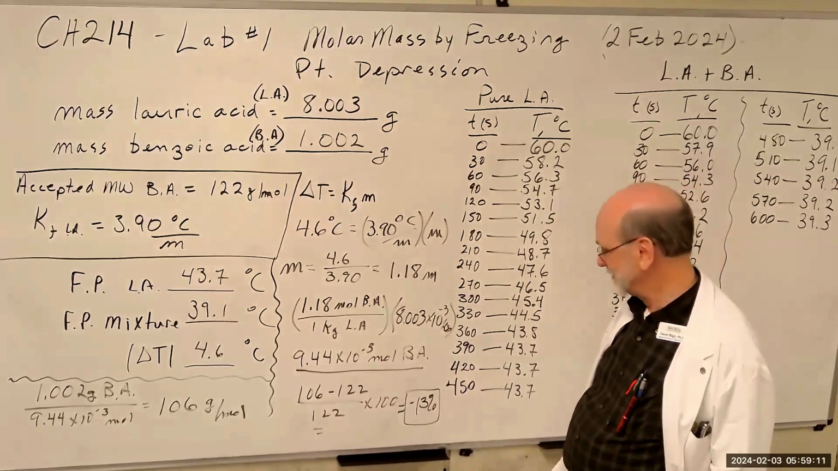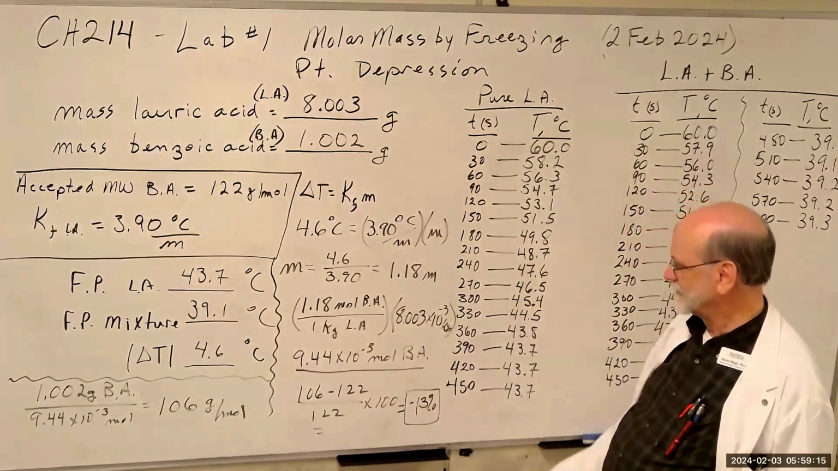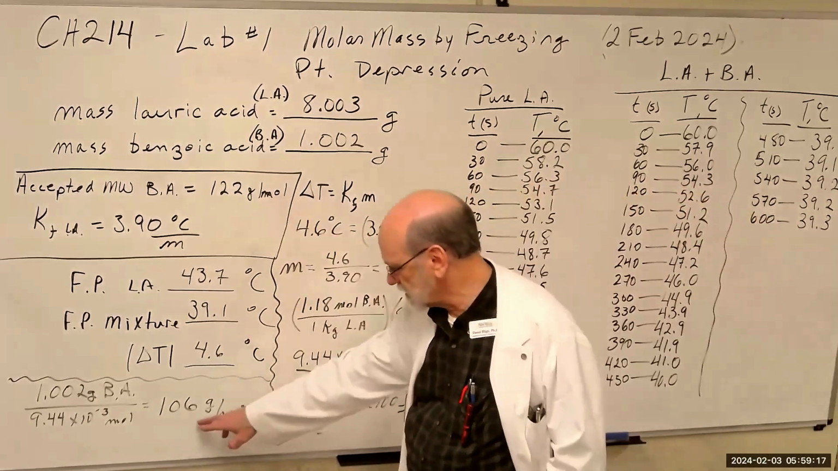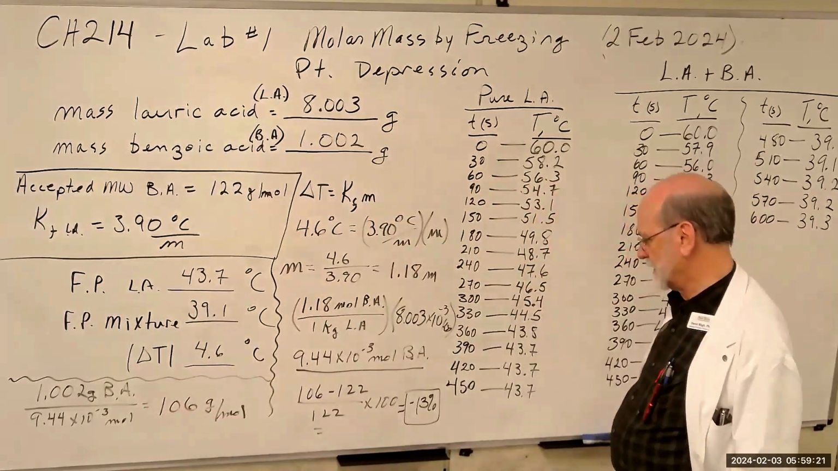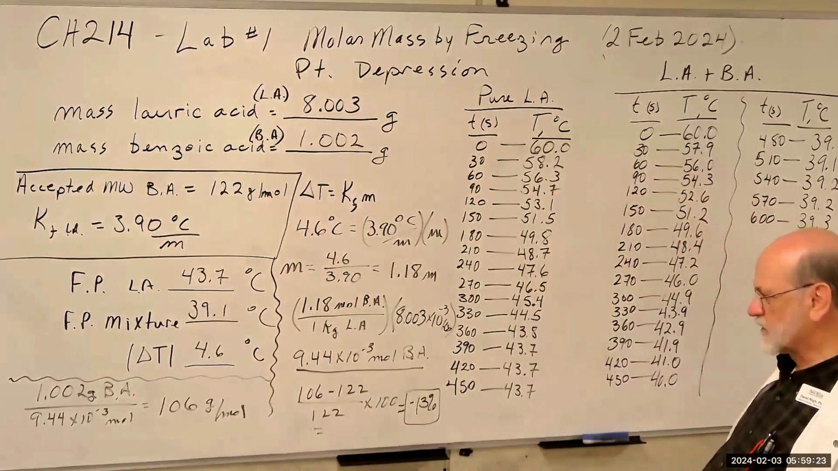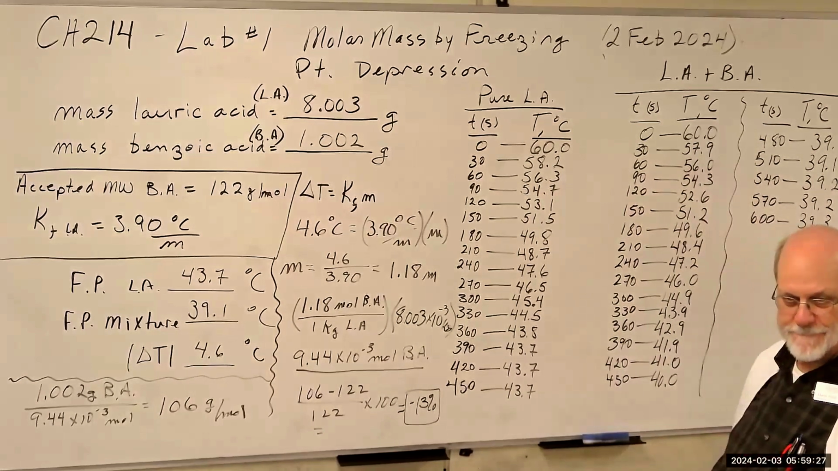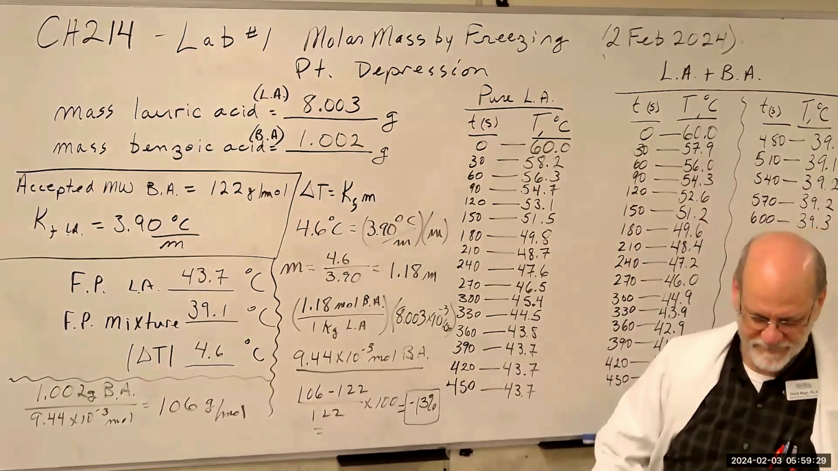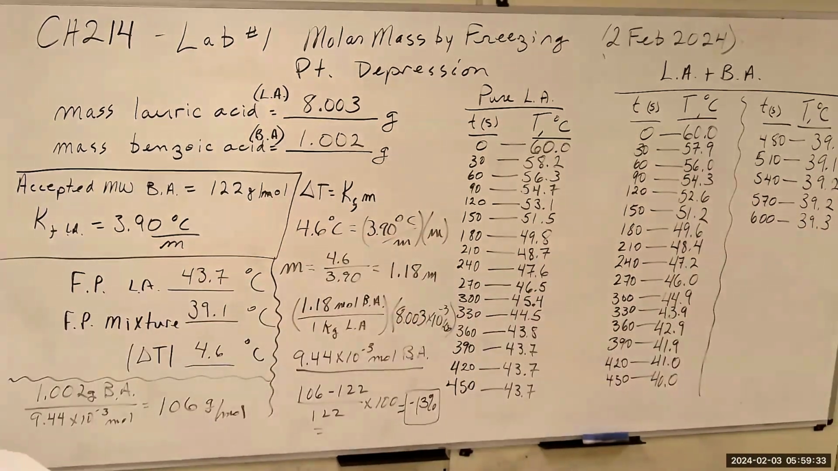What's the experimental molar mass of benzoic acid? Experimental is here. I think it's just 106. No, 106. I thought you said 1.06. I wrote 106. Okay, so let me show you. The accepted molar mass of benzoic acid is 122. Where did you see that?